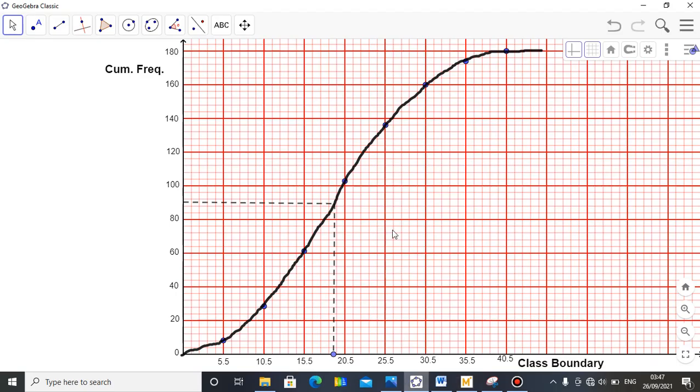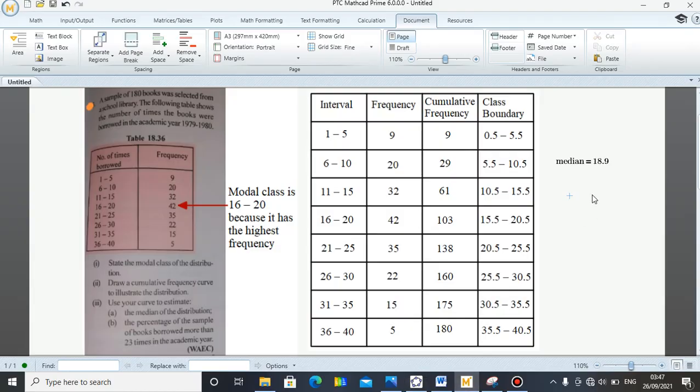Then let's go back and see. So just count your graph, follow your graph very well, count it, read your value here. So you should have approximately 18.9, like what I have here. Then the other part of the question says the percentage of the sample of books borrowed more than 23 times. So to get that one, now you go to your class interval. You know, this is where we have 23. So books that are borrowed more than 23 times.